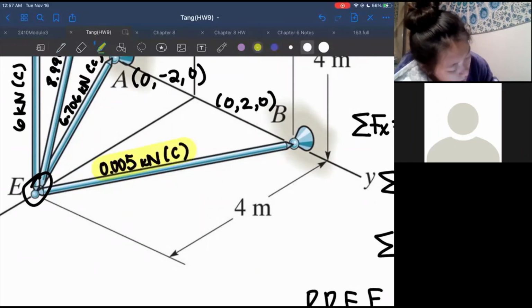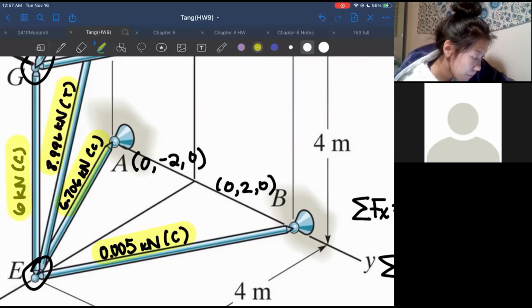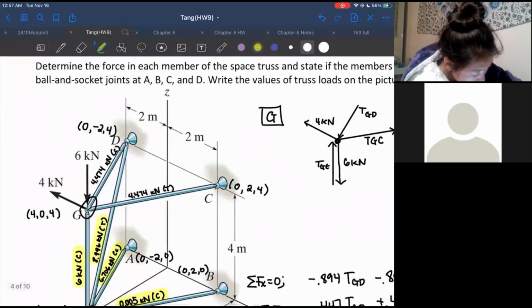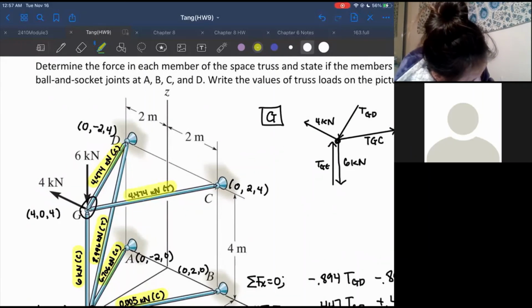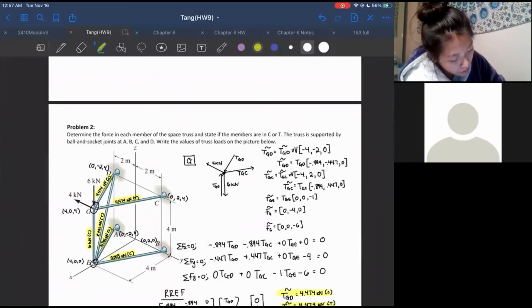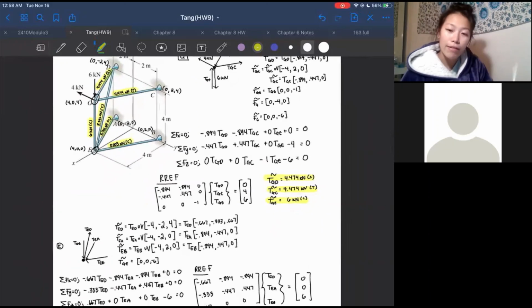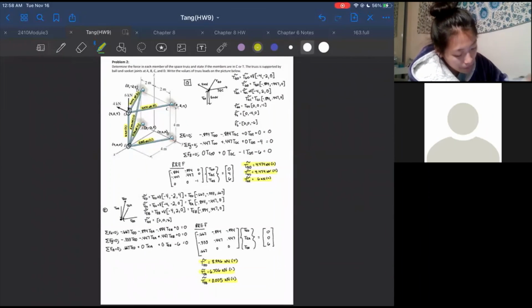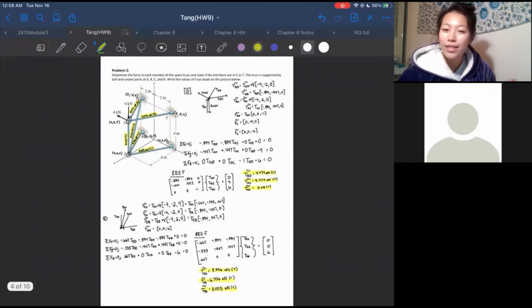Now highlight all of our answers. Make it easier to read. All right, 2, 3, 4, 5, 6, and there we have it. Question number 2 is solved. I hope this made sense, and thank you for listening.